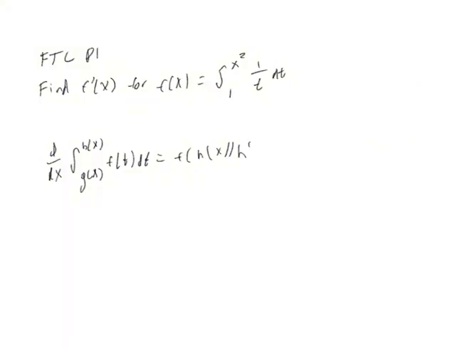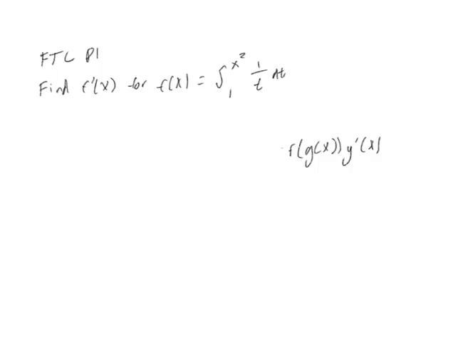Knowing that the rule states that d/dx of the integral from g of x to h of x of f of t dt equals f of h of x times h prime of x minus f of g of x times g prime of x. So that's a rule we have to remember.